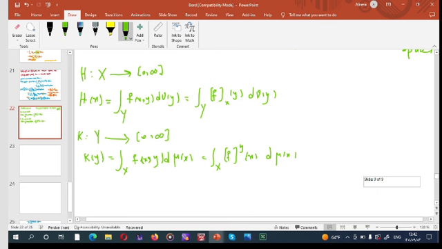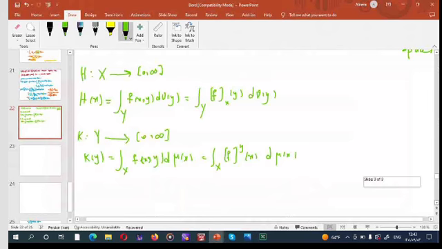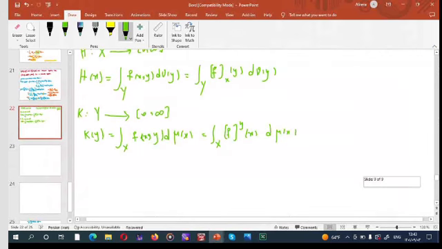now by Tonelli's theorem we say that if f from X times Y to this interval is S tensor T measurable, these two functions k and h are measurable too. Okay, Tonelli's theorem.